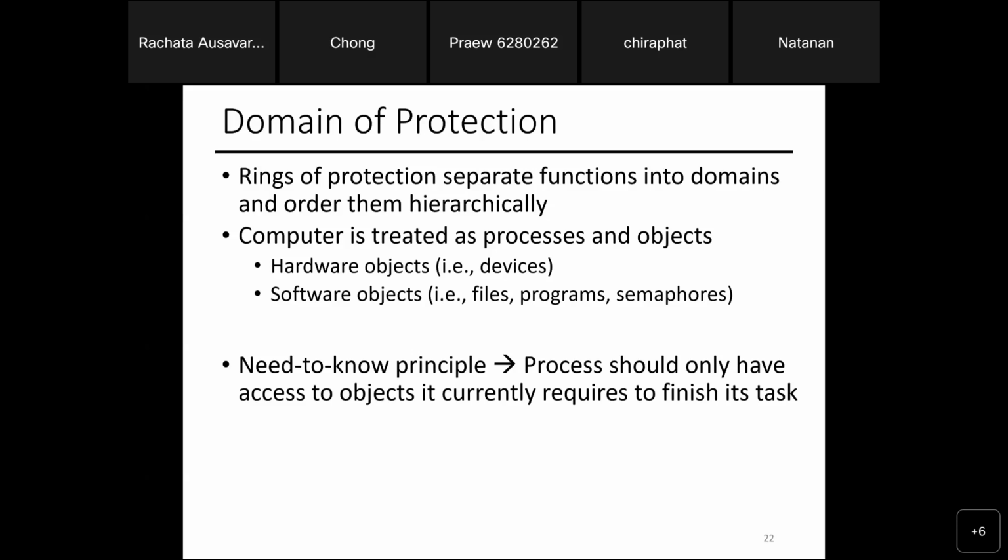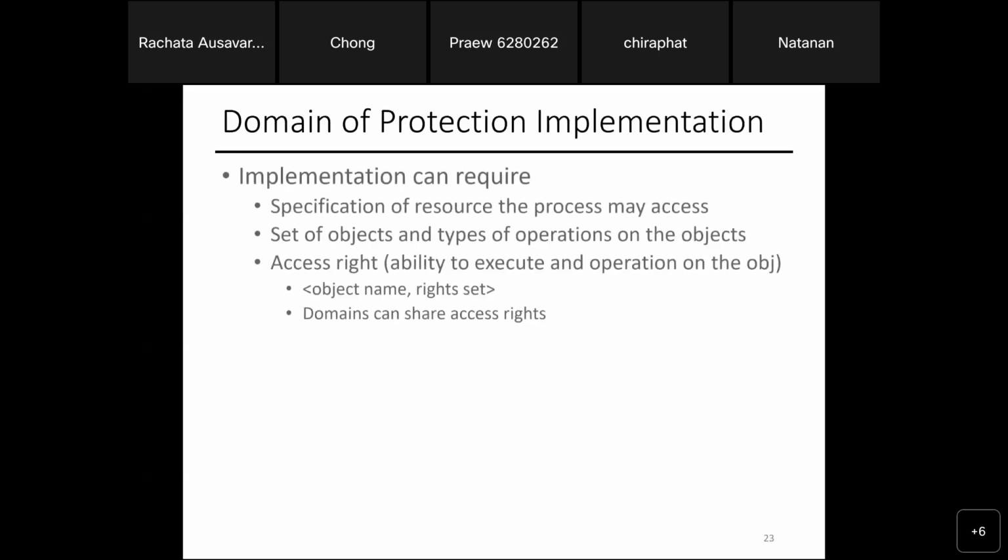In reality, the way you implement this principle can vary on how you would like to balance the trade-off, how many rings you want, how you would impose protection, how you would avoid people cracking into this thing. The implementation itself can require, first of all, the specification of resources. So I need a list of all the resources I have to protect, right? And then the set of objects and the types of operations. So objects and things I can do to that object. Objects like a file, what are the things I can do to a file?